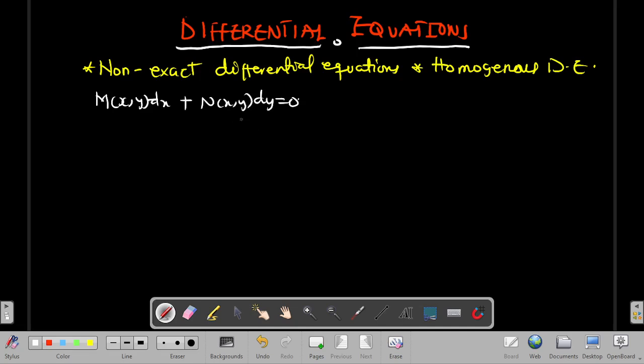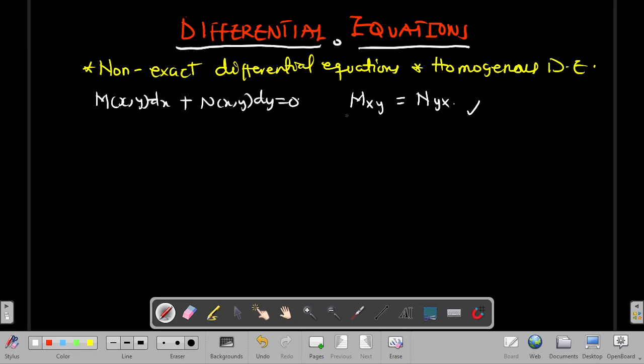I showed you that to test for exactness, ∂M/∂y should be equal to ∂N/∂x. That is, you take the partial derivative of the M function with respect to y, and the same opposite here with N with respect to x. The two derivatives should be equal, and that will test for exactness.